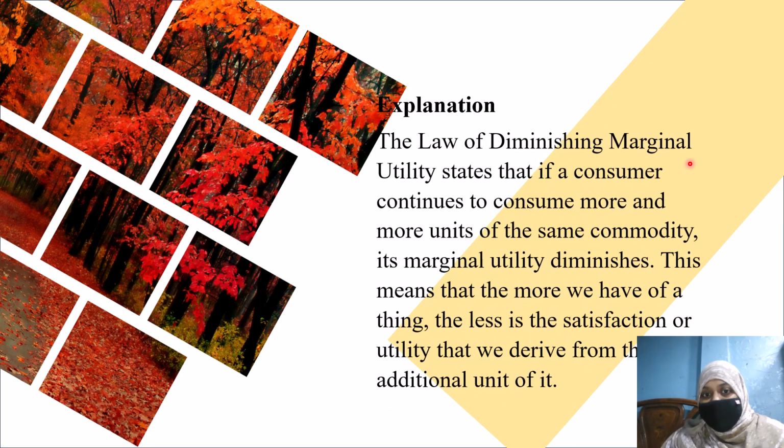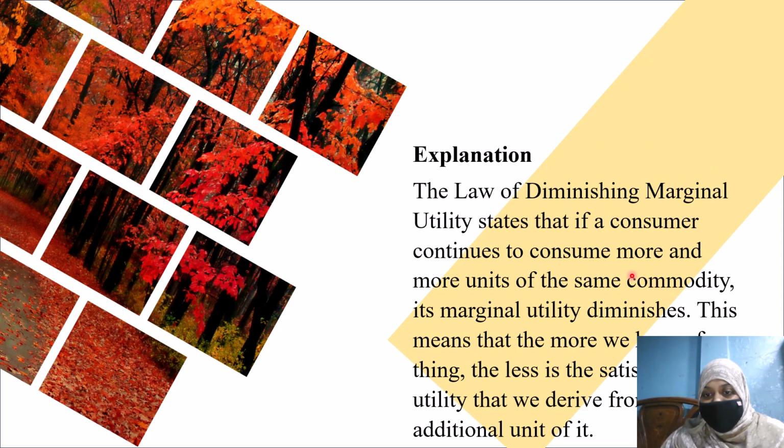So now we go into this law. What does this law say? As we said earlier, the law of diminishing marginal utility is when the consumer is continuously consuming more units of the same commodity, its marginal utility will diminish. In simple words, the more and more he takes a thing, the less the satisfaction he gets from the additional unit. Then only it's the law of diminishing marginal utility.